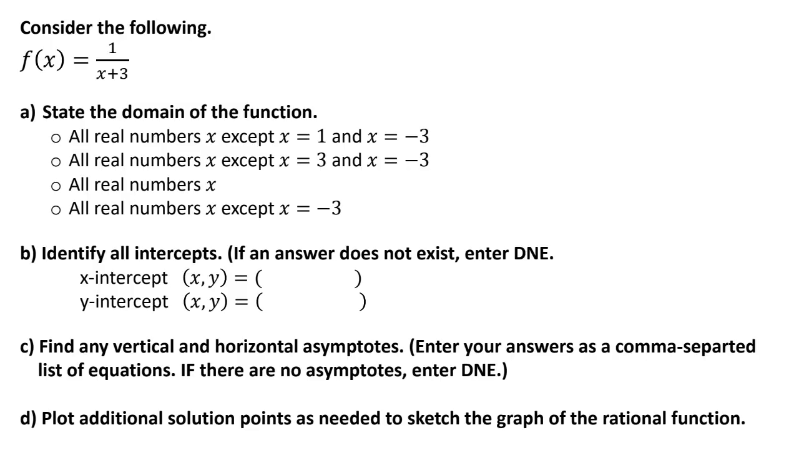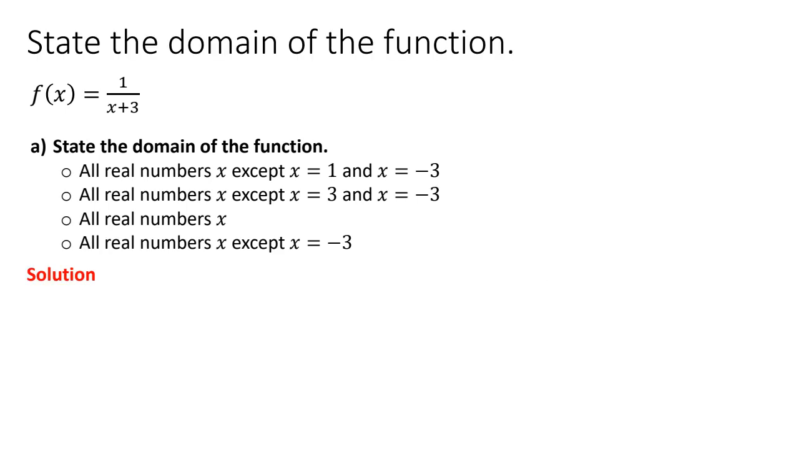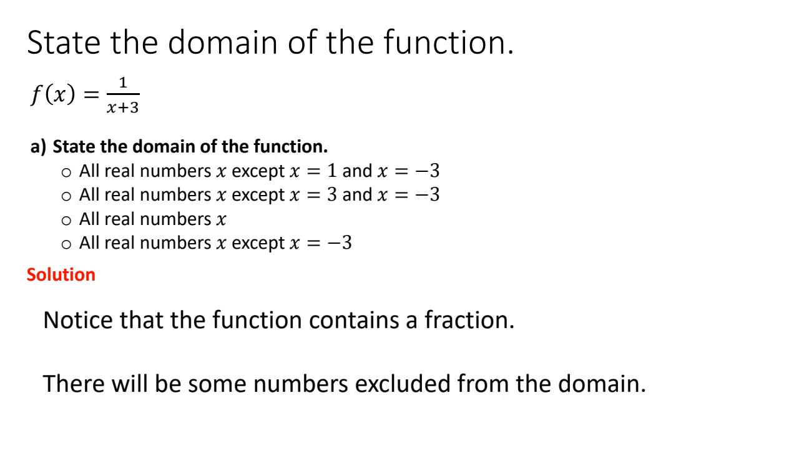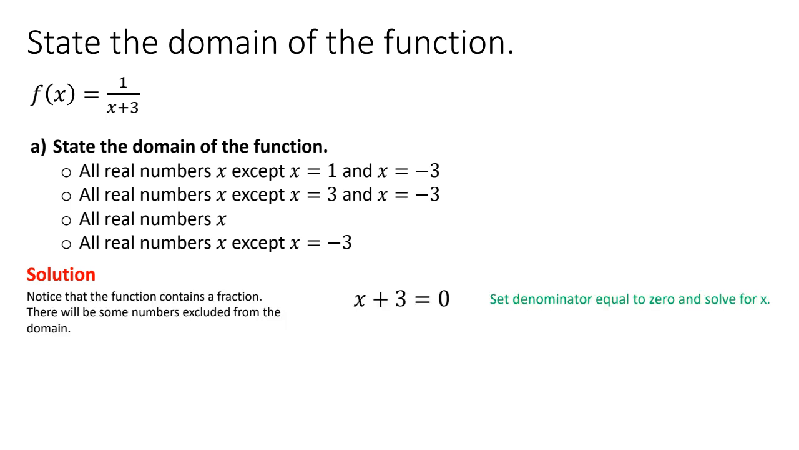In 2.6, we have the rational functions. In this problem, they want us to do all these different steps. The first one is to state the domain of the function. When we're looking at the domain, we check if it has a fraction and if the denominator has a variable, then there are going to be some exceptions that we want to exclude from the domain. To do that, we can set the denominator equal to 0 and solve for x.